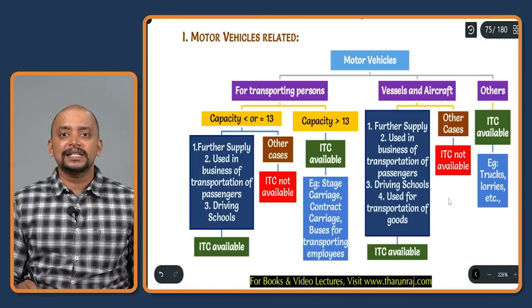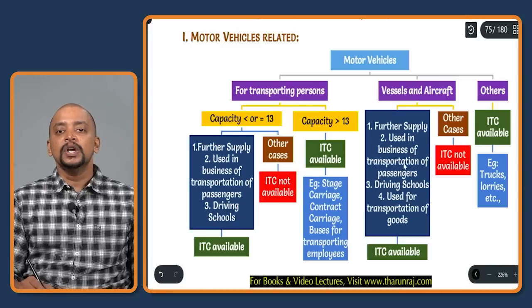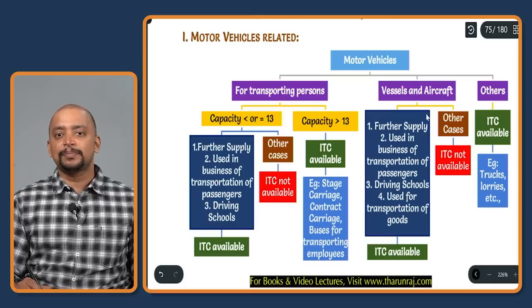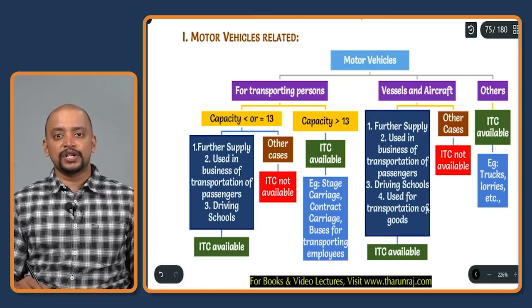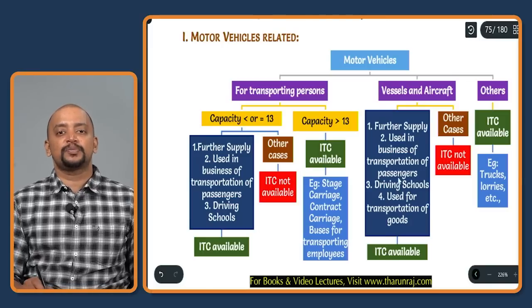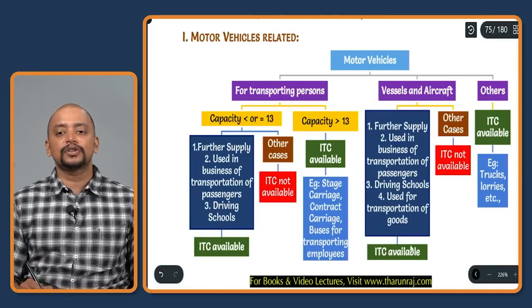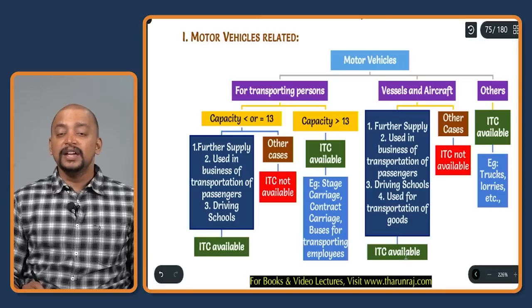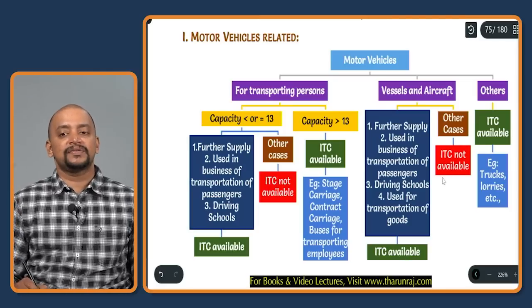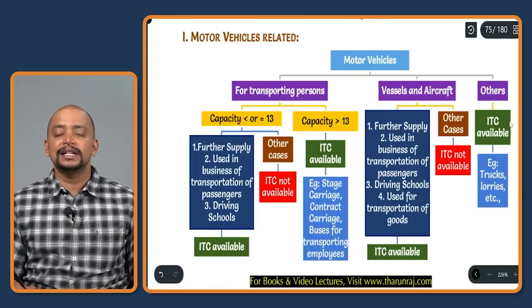Vessels and aircraft. Vessels and aircraft is a block credit, ITC not available. However, we have 4 exceptions. What are those 4 exceptions? Further supply, or used in the business of transportation of passengers, imparting driving skills. Extra, we have used for transportation of goods, which is not there in the motor vehicle case, so it is there in this place. So in these 4 cases ITC is available, even though it is a block credit, for vessels and aircraft. And all other motor vehicles are not a block credit, so ITC is available.